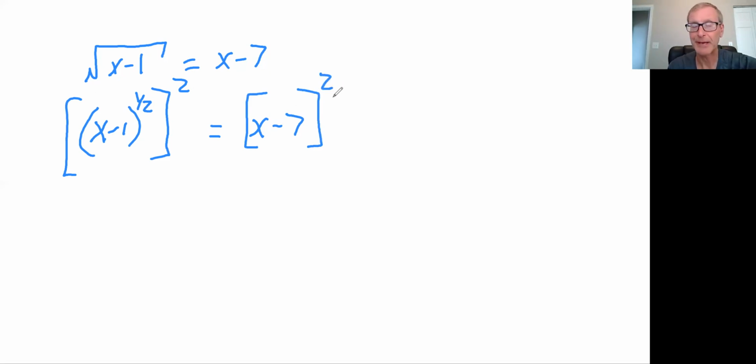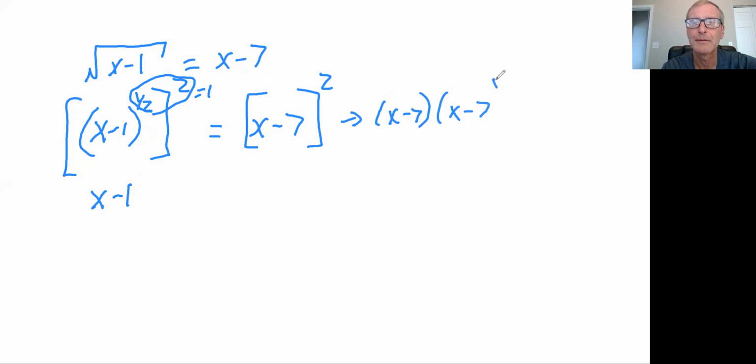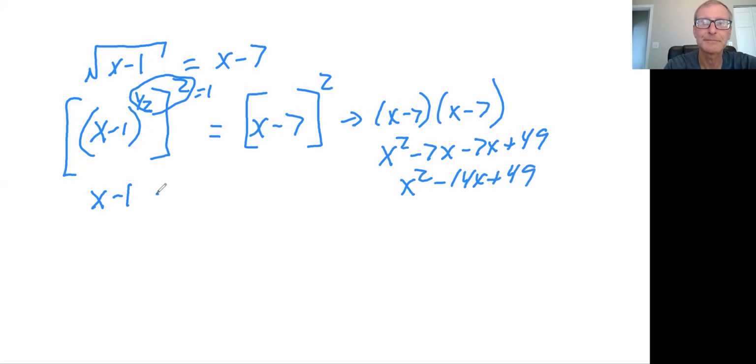And so what ends up happening? Well, 1/2 times 2 equals 1. So on this side, you're going to get x minus 1. So what do you get on this side? Well, remember, when you square something, it looks like this, right? So let's expand that out and see what we get. You'd get x squared minus 7x minus 7x plus 49. And so you would get x squared minus 14x plus 49 over here.